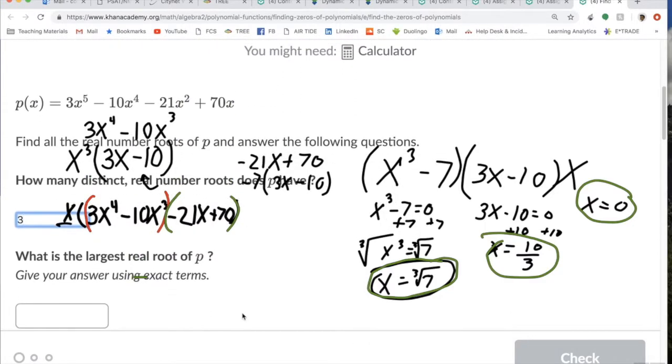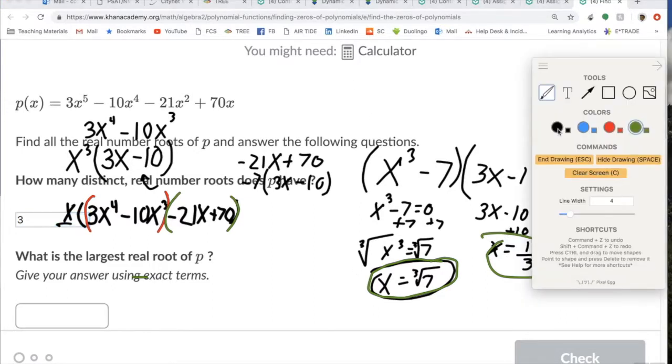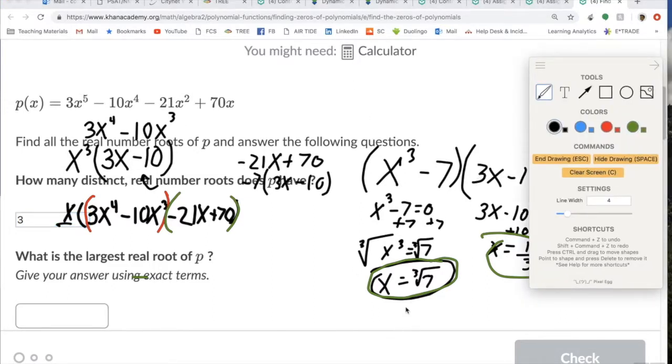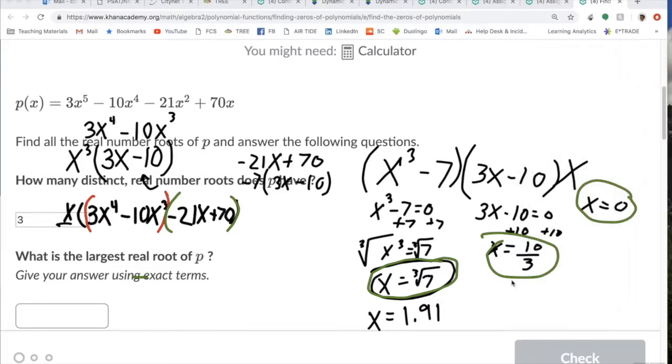And it wants to also know what's the largest real root. Okay, so out of these 3, we found out that our answer for the cube root of 7 is actually 1.91. For those of you who like to transfer to kind of our number line system.